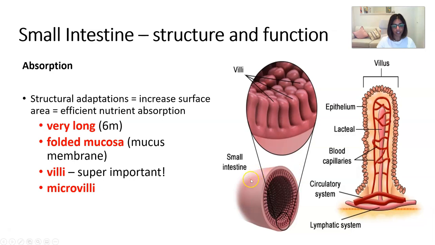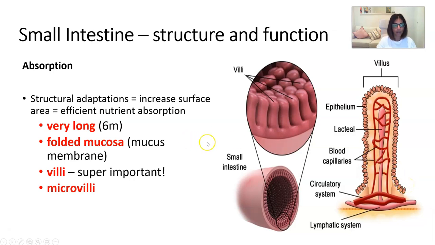If we look at a cross-section of the small intestine tube here, we can see that the inside lining is made of these finger-like projections, and they line the entire small intestine 6-meter tube. So in this picture here, we can see each individual one, and here we have a schematic diagram to show how that looks.